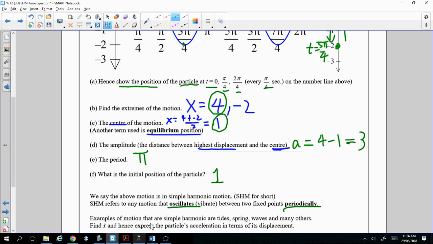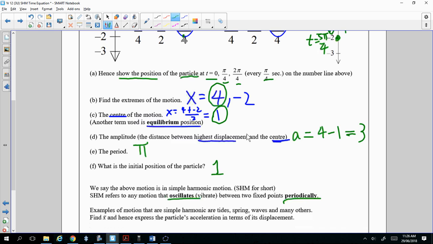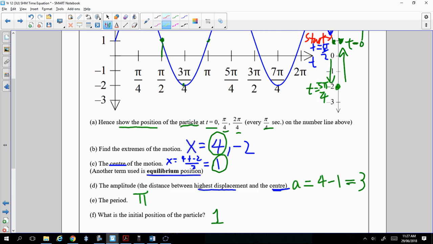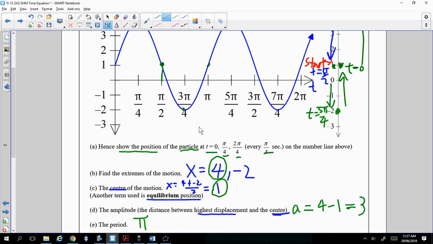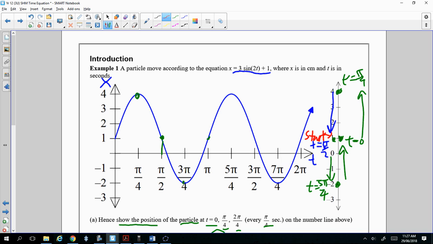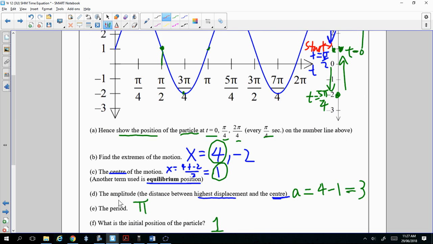Before we continue, let's interpret the answers we've got. The center of motion, the 1, this is the center. And you can see this is the amplitude. And then the period, which is pi, is equal to 2 pi divided by 2, which is pi.